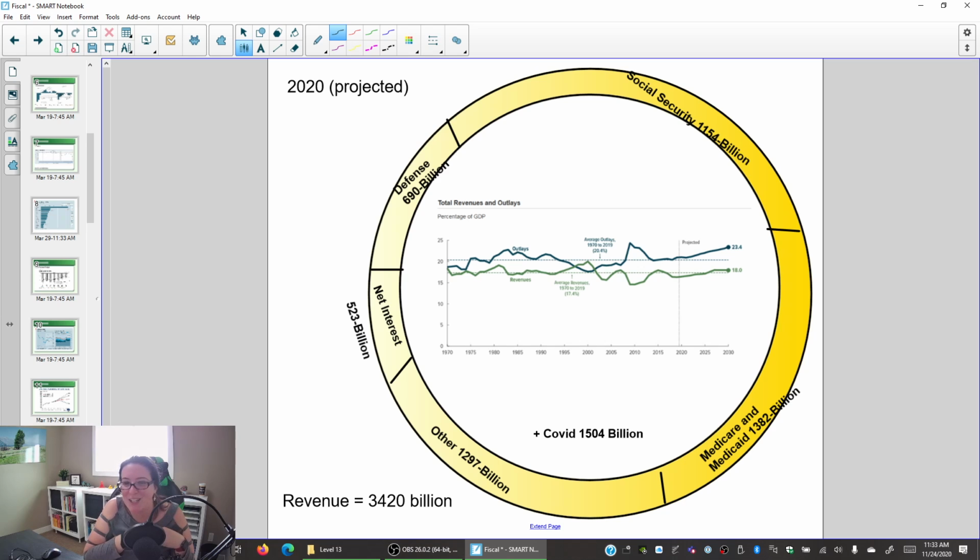Now, that doesn't include the $1.5 trillion the U.S. government has spent on COVID. So remember, they bring in $3.4 trillion in federal tax revenue. $1.2 trillion goes to Social Security. $1.4 trillion goes to Medicare and Medicaid. If you add in the $1.5 trillion for COVID, those three things are now the entire revenue for the country, not including defense, not including interest on the debt. So it's highly unlikely that in the near term, the U.S. government is going to be able to balance their budget.